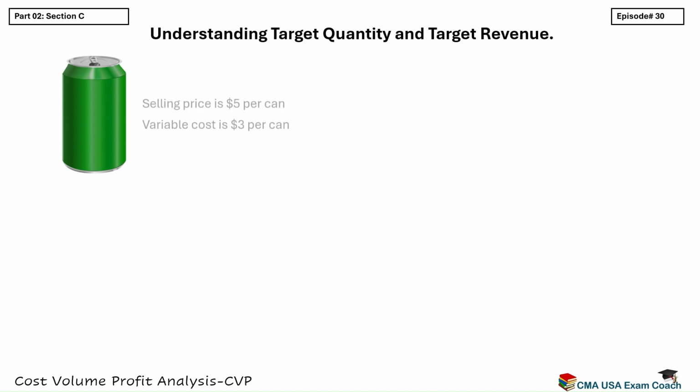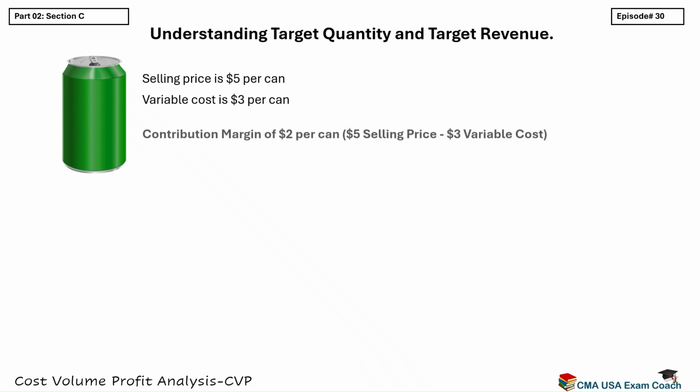Now let's move to an important part of CVP analysis, understanding target quantity and target revenue. Let's go step by step using a very simple and relatable example. Imagine I have a product, a cool drink that I sell in cans. My selling price is $5 per can. The variable cost is $3 per can. So that gives me a contribution margin of $2 per can.